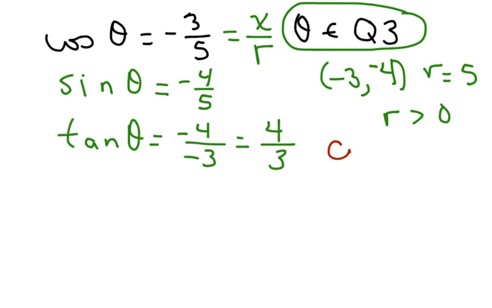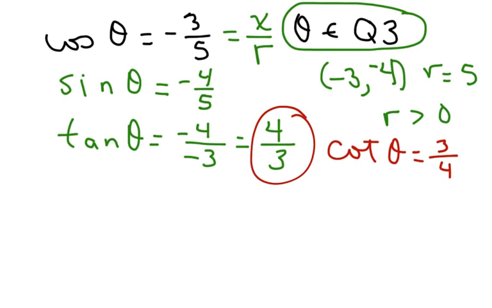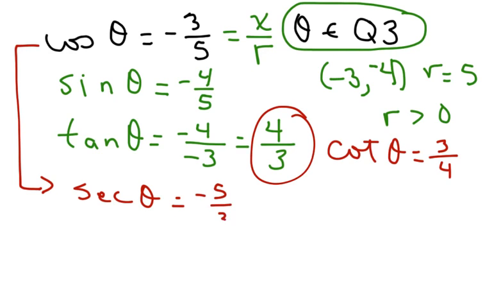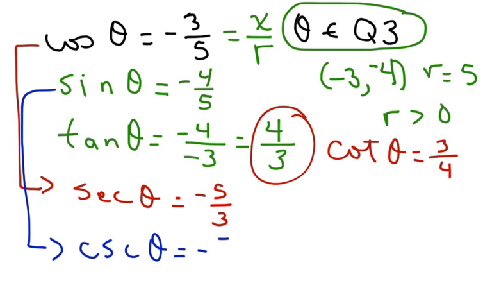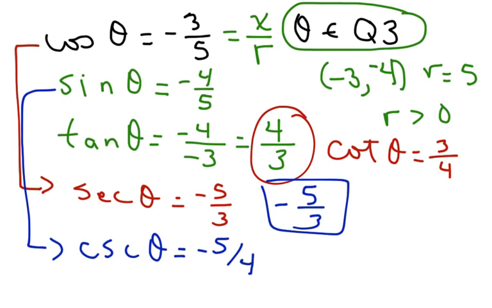Now cotan, let's do that. Cotan's going to be positive, and we just take the reciprocal, so that's 3 over 4. Now the reciprocal of cosine is going to be negative 5 over 3. And the reciprocal of sine is cosecant, which is going to be negative 5 over 4. And no, I'm not putting the negative with the radius. I'm just making negative for the whole expression. The radius is just a value at this point.